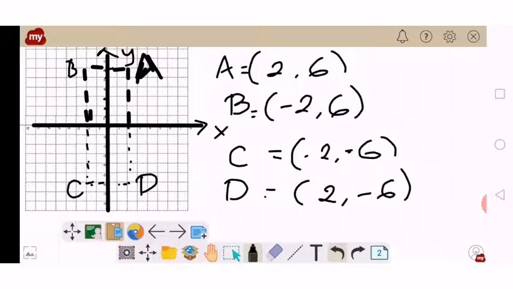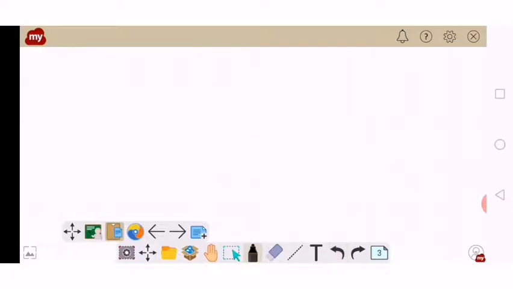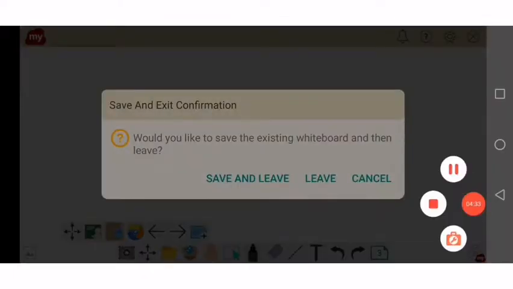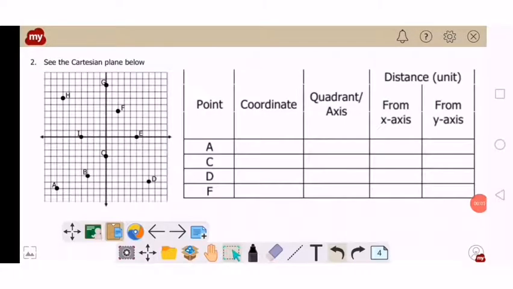Okay, so next, see the Cartesian plane below. We will move to question number 2. It asks you to fill in the table. Not all the points, but only 4 points that we need to check. We start from point A. It asks you to name the coordinates. Check it, starting from the y-axis.